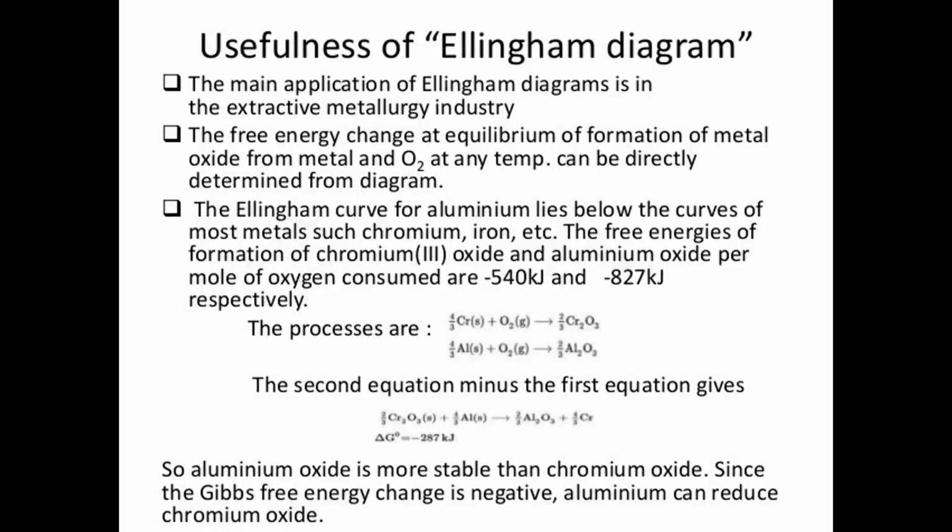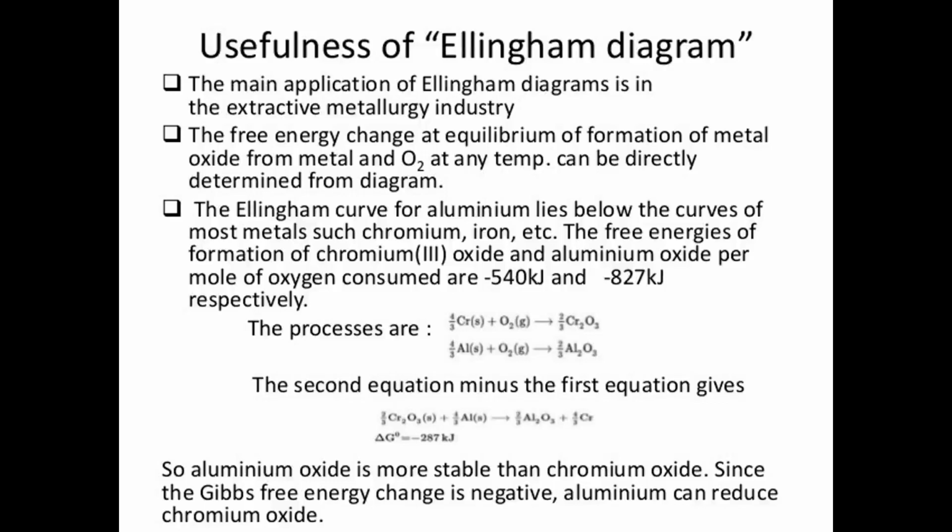In the diagram, chromium oxide is above aluminium oxide. What this means is that Al2O3, the oxide of aluminium, is more stable than chromium oxide. So aluminium can be used as a reducing agent for reduction of chromic oxide. However, it cannot be used to reduce the oxides of magnesium and calcium, which occupy lower position than aluminium oxide.